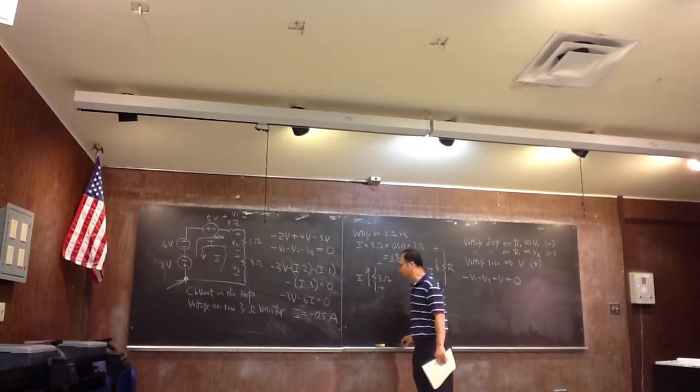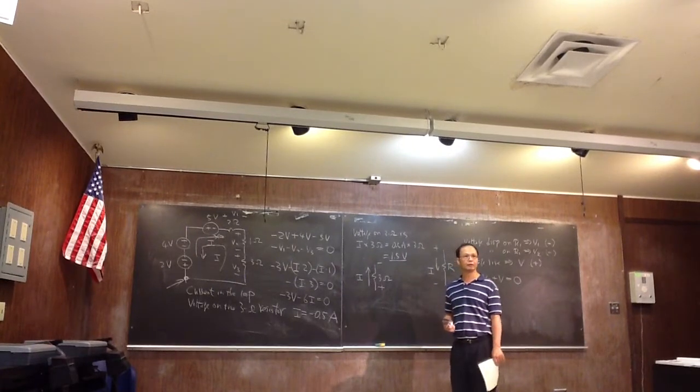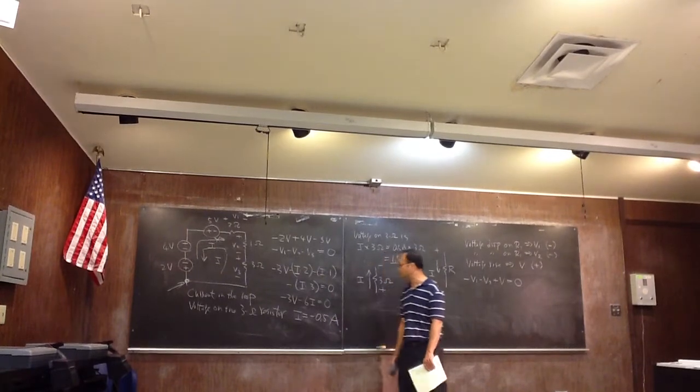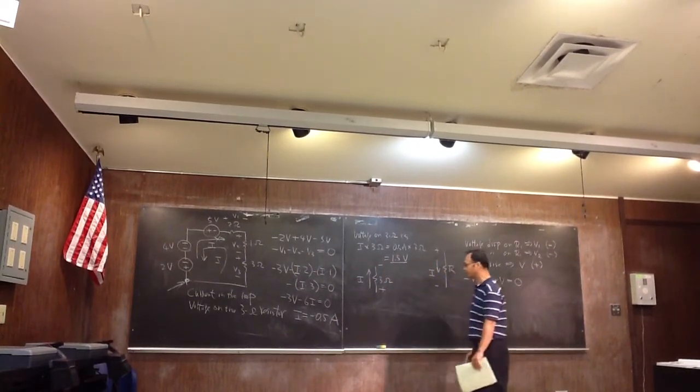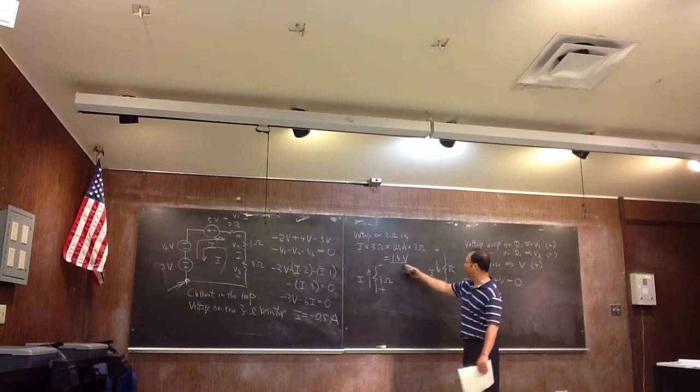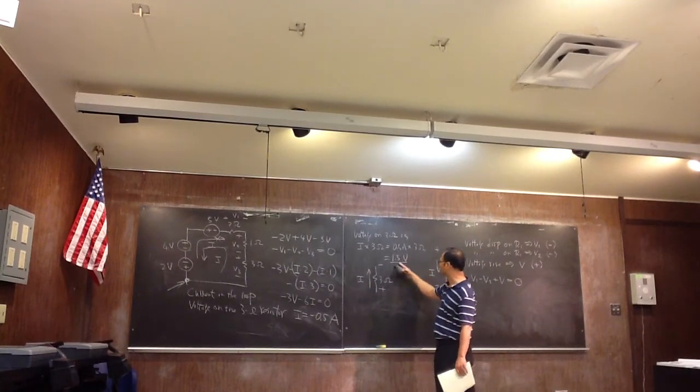That's supposed to be negative 1.5 volts? Negative 1.5 volts? Yeah. Minus 0.5 volts. I'm sorry, minus 0.5 amp. That's the current. And the voltage on the 3 ohm resistor is 1.5 volts.